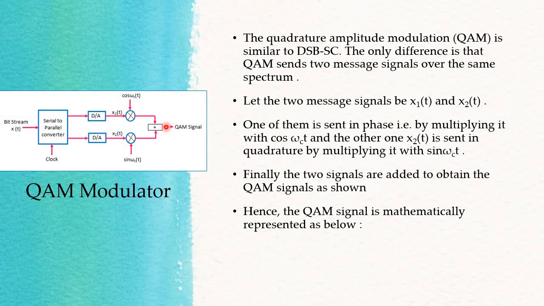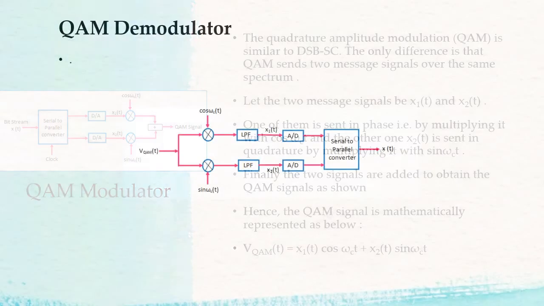Hence the QAM signal is mathematically represented as below. QAM is x1 multiplied with cos omega ct plus x2 multiplied with sin omega ct. As these two signals get added, it will generate our quadrature amplitude modulated signal.